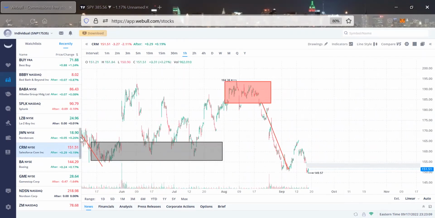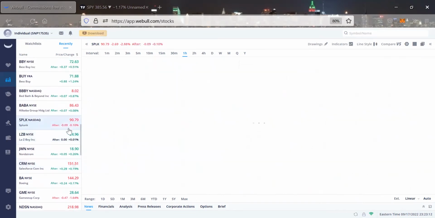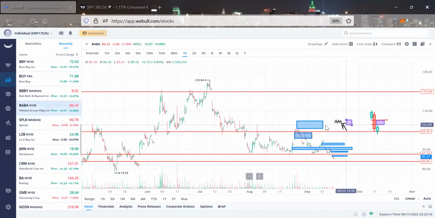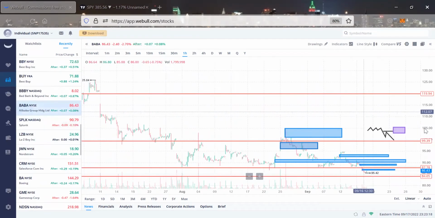This is not it right here. I had an example with one of my students. I think it was on Splunk. No, it was on Baba. All right, perfect.